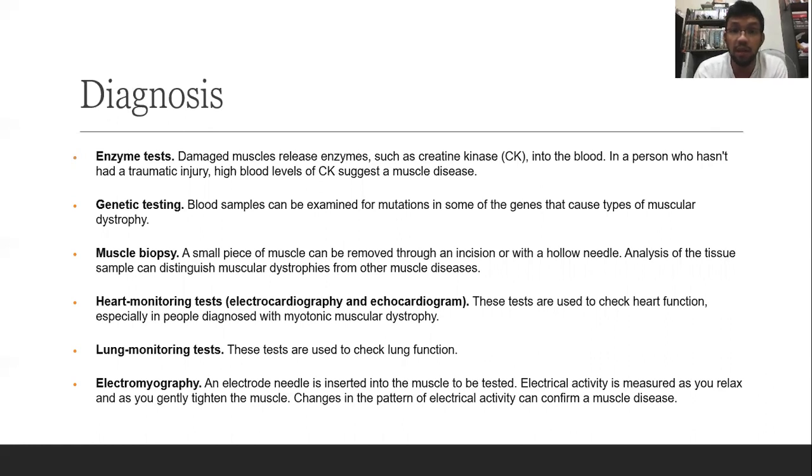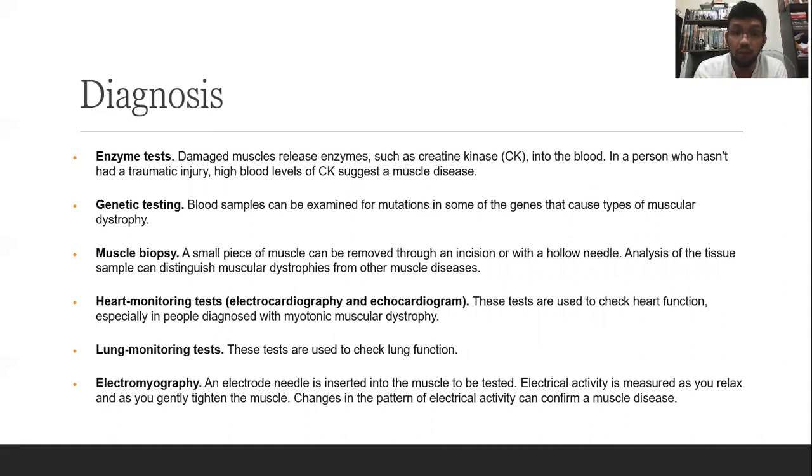Genetic testing. Blood samples can be examined for mutations in some of the genes that cause types of muscular dystrophy. So in order to check for the genes, they will obtain blood samples from the patient. Muscle biopsy: it can be removed through an incision or with a hollow needle. Analysis of muscle tissue is going to be done to distinguish whether the patient has muscular dystrophy or other forms of muscular diseases.